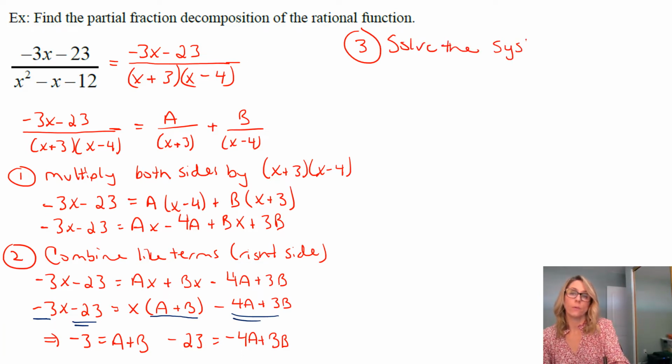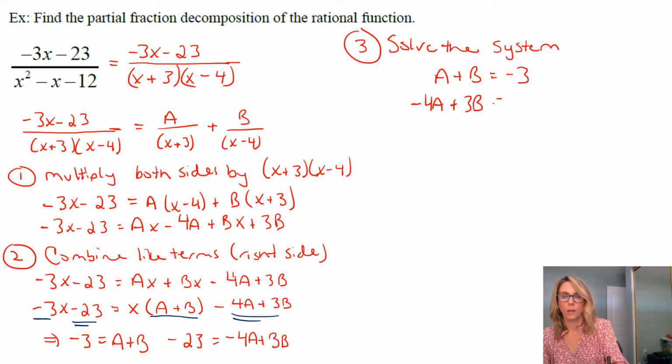We're trying to find the a and the b that work. So now we can solve this system for a and b. We have a plus b equals negative 3, and we have minus 4a plus 3b equals negative 23. And then we just follow what we've done in the past here. If I multiply row 1 by 4, and then I'll add row 2.